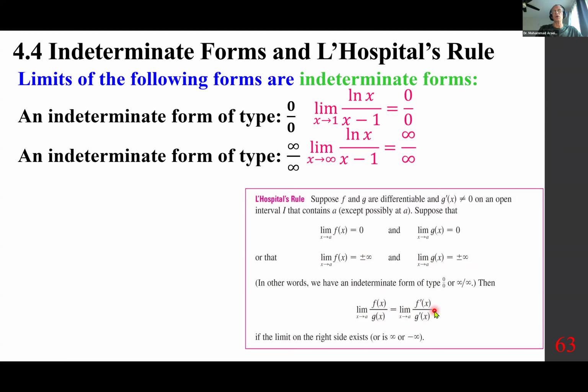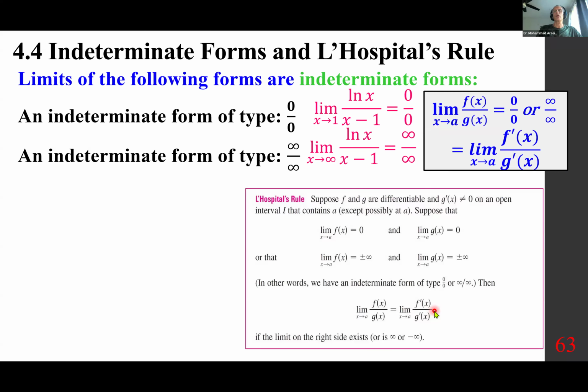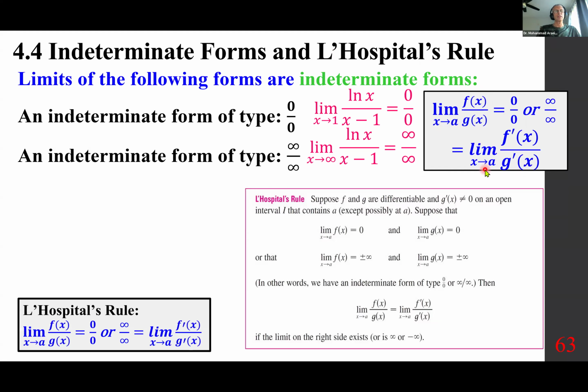By the way, we don't want to mix them up with the quotient rule. You differentiate the top, you differentiate the bottom. In other words, for the limit of f of x over g of x as x approaches a, if you plug in and you get 0 over 0 or infinity over infinity, then you can use L'Hopital's rule, which says it's the same as taking the limit of f prime of x over g prime of x as x approaches a. So that's called L'Hopital's rule.